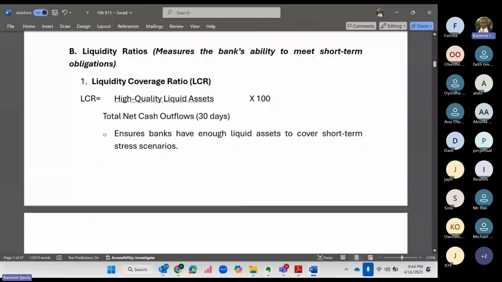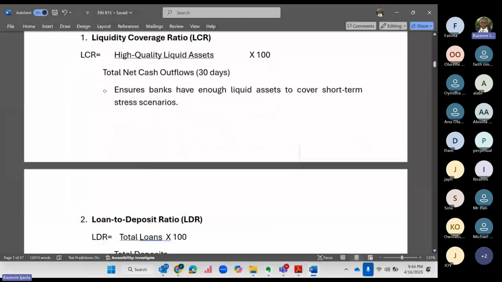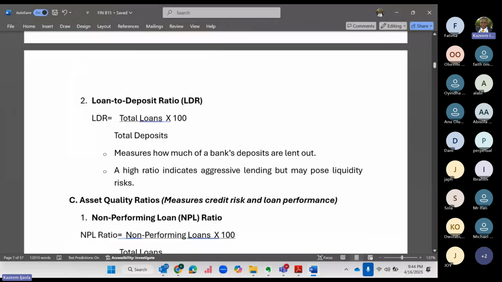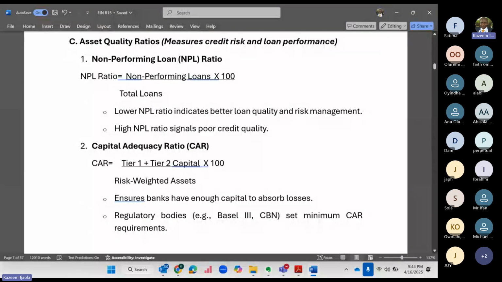Then we also have some liquidity ratios that you can use to measure the performance of a bank, such as the liquidity coverage ratio, and the loan to deposit ratio, which is your loan divided by deposit. Then we also have the asset quality ratio. Here you compare your non-performing loans over total loans. If your non-performing loan is high, then this ratio will be high, which signifies that you have a very poor credit quality. But if it is low, it is better for the banks. If the non-performing loan ratio is high, that's danger.